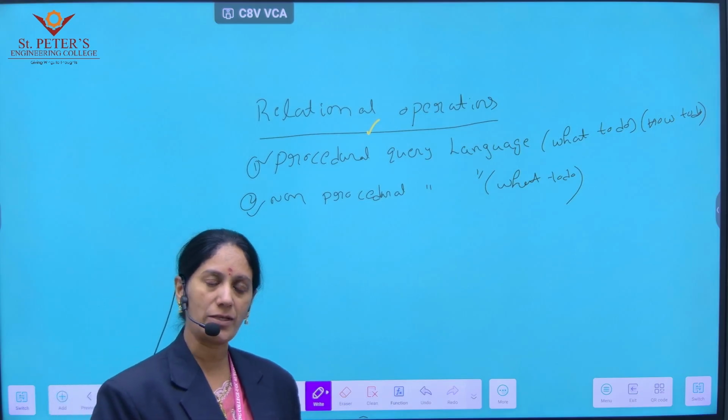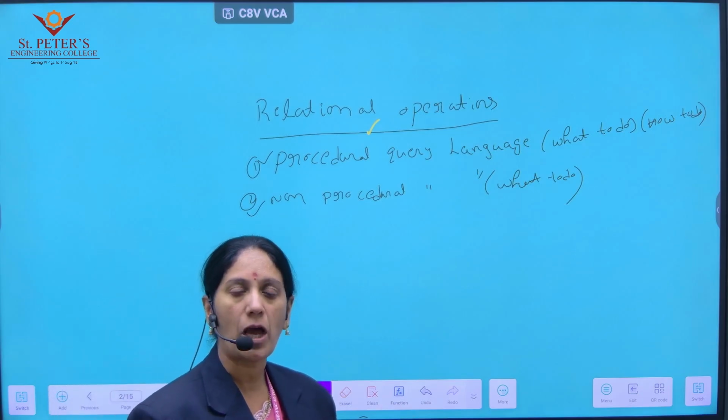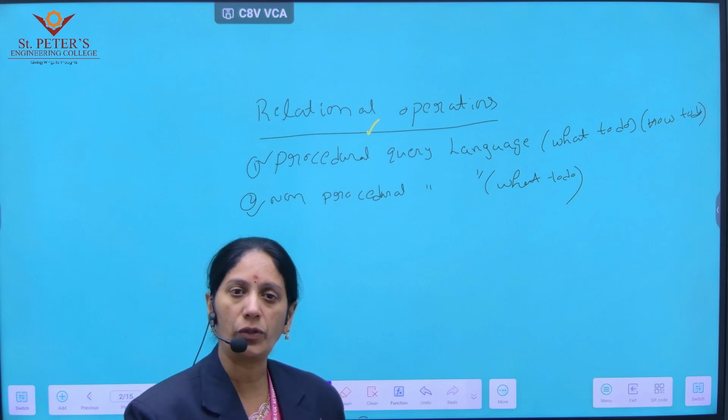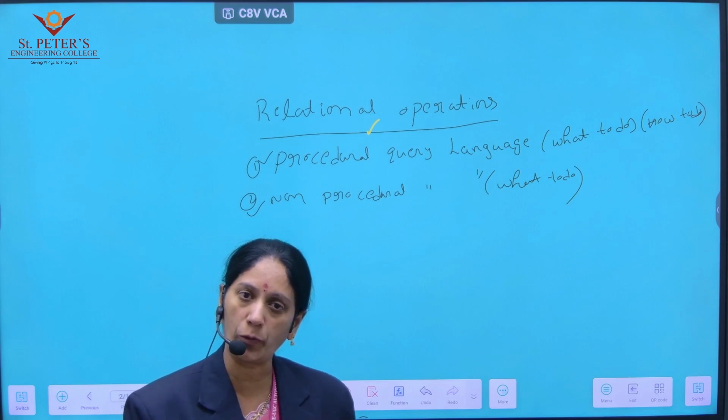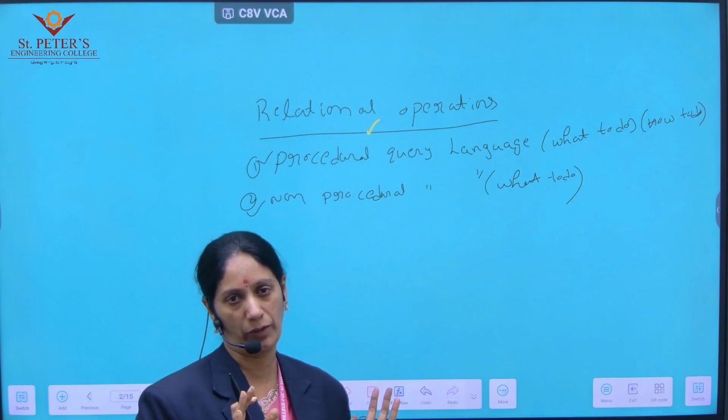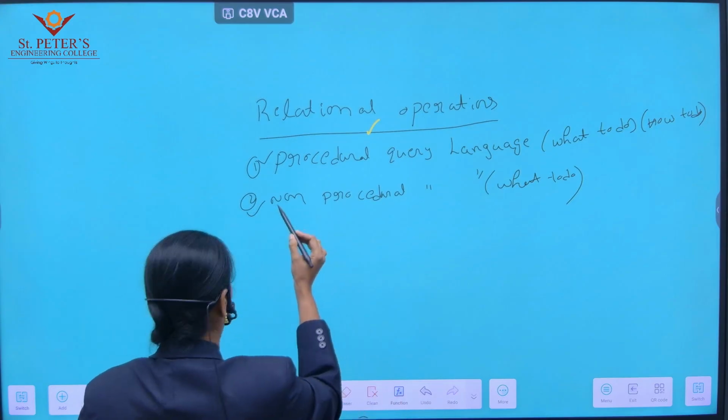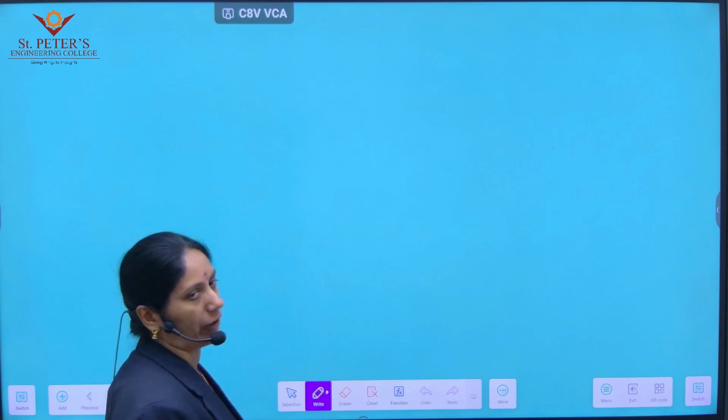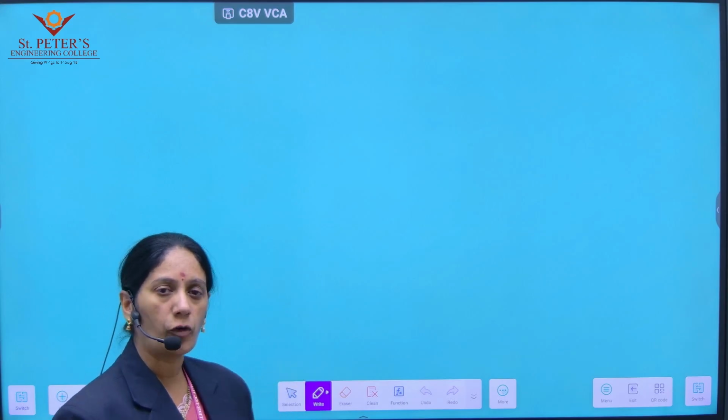And next one, non-procedural query language. Non-procedural query language is simply what to do, meaning how to write the query. No need for execution, no need for output. Simply evaluate that query only. That language is called non-procedural query language. Then go for the next one.